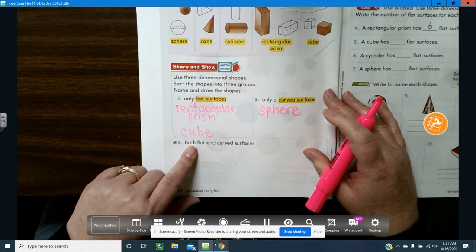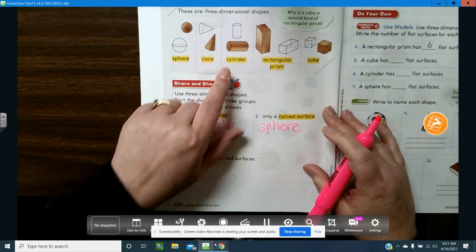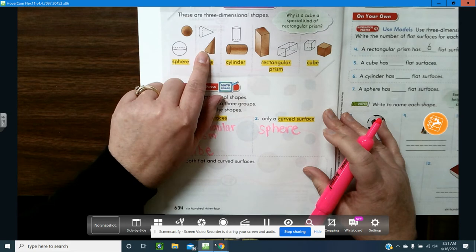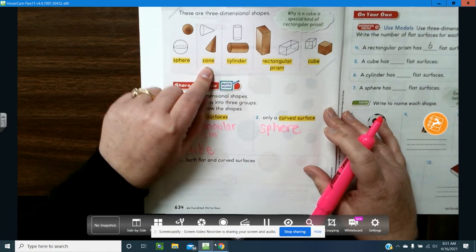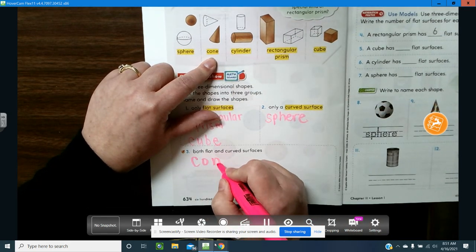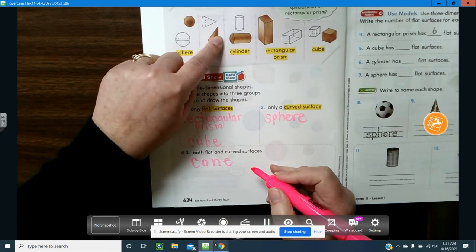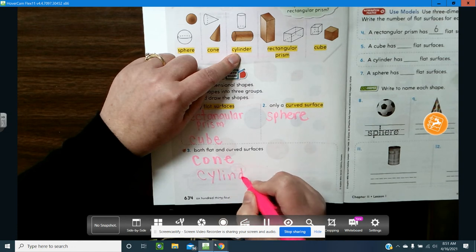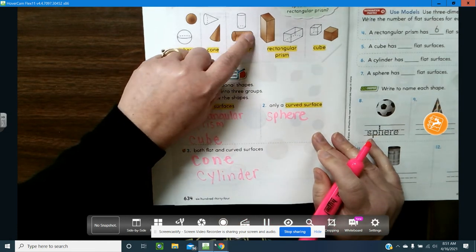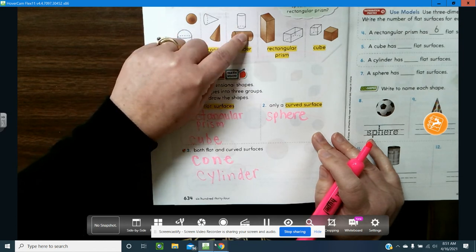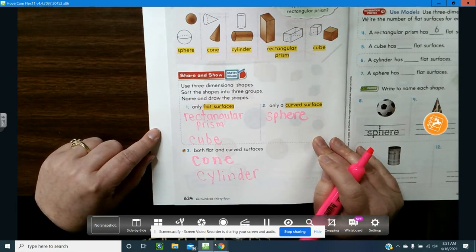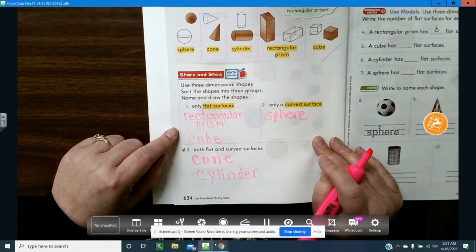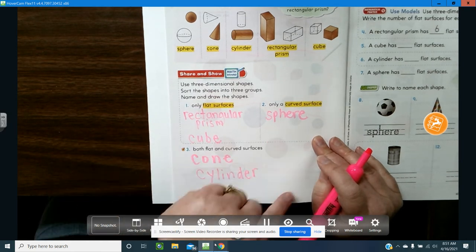Number 3 says both a flat and curved. Well, if you can stand an ice cream cone up on its end, because its end is flat, you can stand that up. So a cone has a flat and a curve, and a cylinder is the same way. A cylinder has two flat ends and a curved all the way around in the middle. Now it says to draw the shapes. They're a little bit hard to draw sometimes, but you can practice doing that in these boxes.